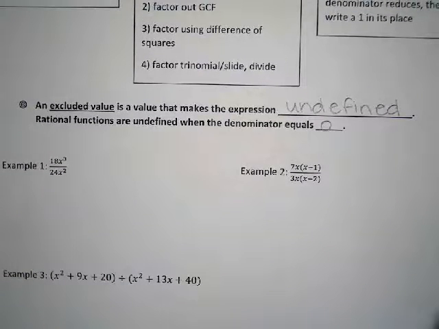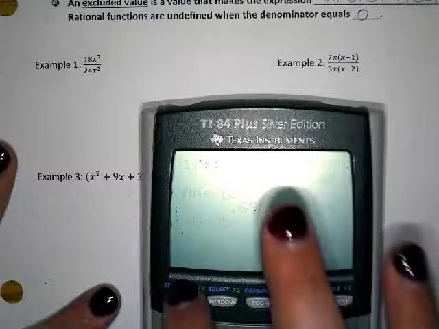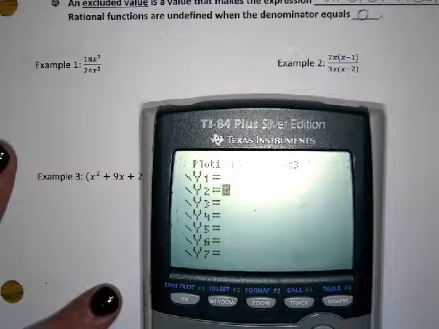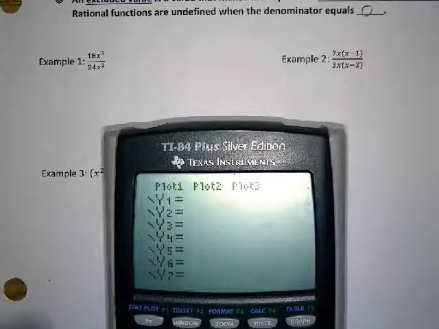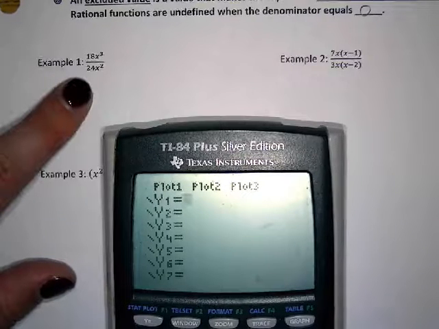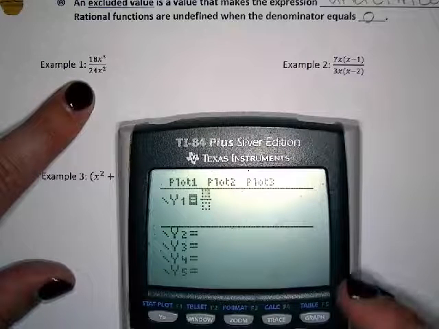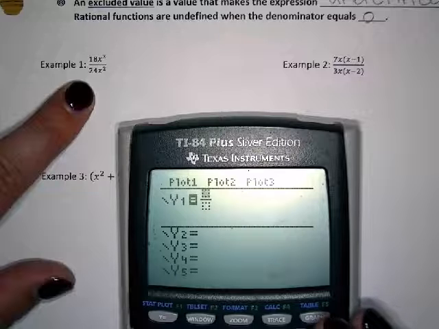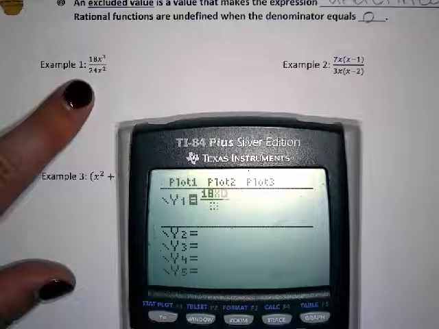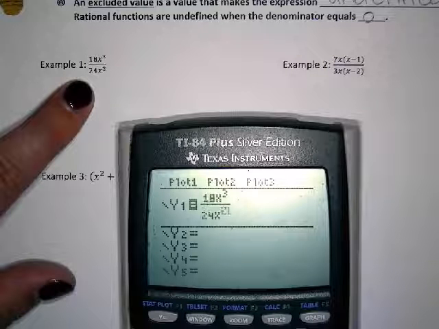Okay, so let's take our calculators to make sure that this makes sense. I'm going to show you where the excluded values are, but I'm also going to show you how to find them. The excluded value always happens before you simplify. Did everyone hear me? The excluded value happens before you simplify. So I'm going to type this in: 18x to the third over 24x to the second.